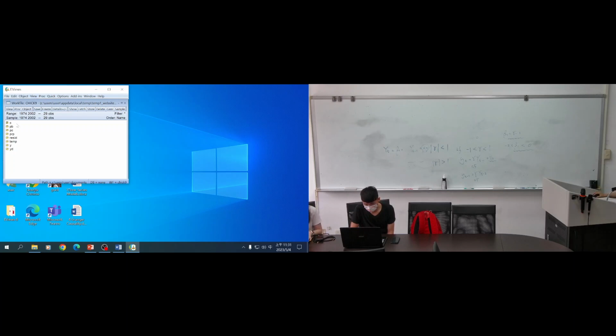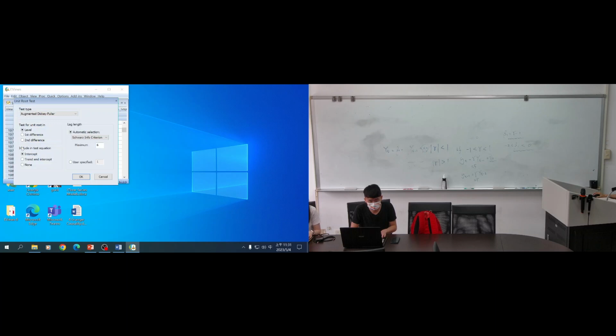So let's do it. If I want to see Y, I open it, then View. Did you see that? Unit root test. Test type: augmented Dickey-Fuller. Then test for unit root in level. Level means the original Y. So I'm choosing level.